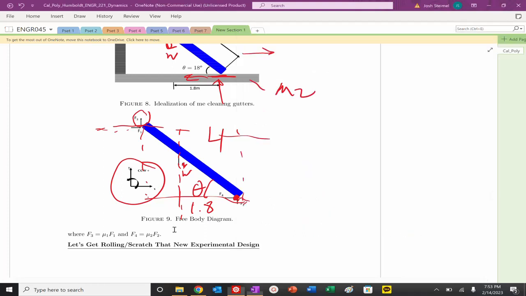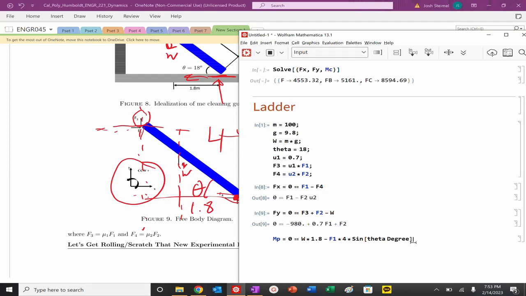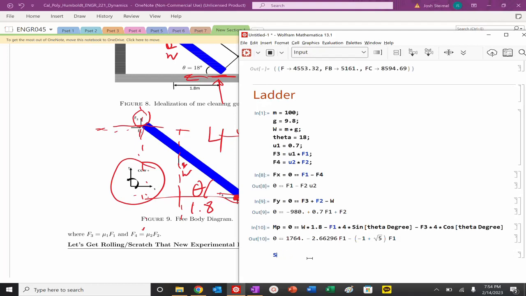And what about F3? Again, line of action, perpendicular distance from that point there. It is going to be, and again I go into the board, so minus F3 times 4 times cosine of theta. Looks pretty nice so far. How many unknowns? F1, F2, mu2. Let's solve.